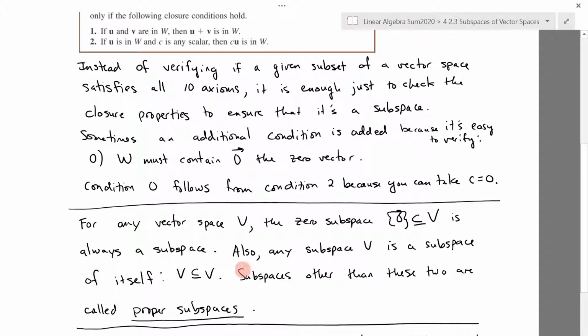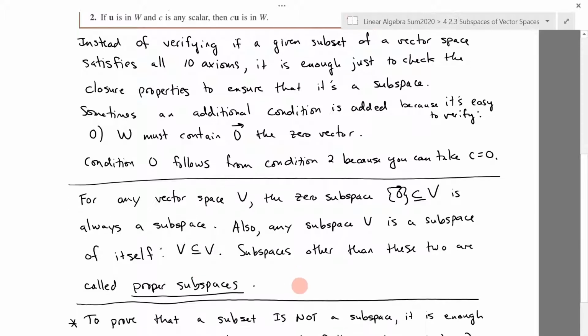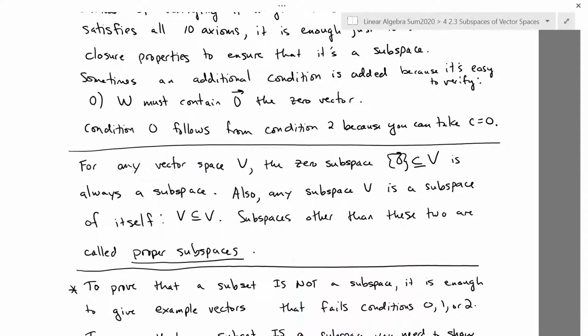However, these two subspaces usually aren't that interesting. So typically we're interested in subspaces other than these two, somewhere in between: bigger than the zero subspace but smaller than the vector space itself. These are called proper subspaces.